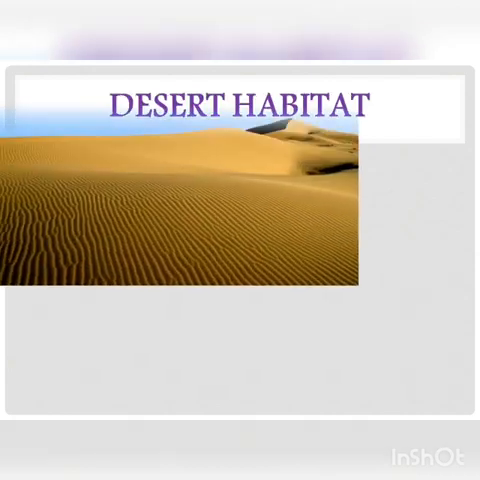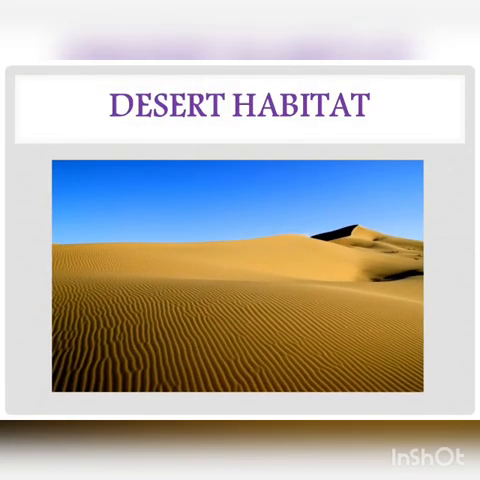Let's start with desert habitat. A desert is a waterless area of land covered with sand and having little or no vegetation. Let's see the dominant factors in the desert habitat: scarcity of water and high temperature. Plants and animals have to protect themselves from excessive loss of water and too much heat.